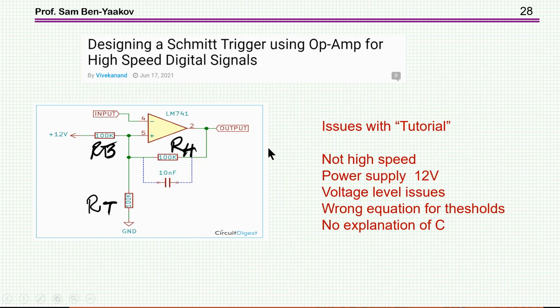I found is that there are many issues with it. First of all, it's not high speed. Secondly, the power supply is 12 volt, which is really not suitable for a digital system. And then we have a voltage level issue. The zero level is just too high. And then we have a wrong equation for the threshold. And there is no explanation of this capacitor. So this tutorial really leaves a lot to be desired.